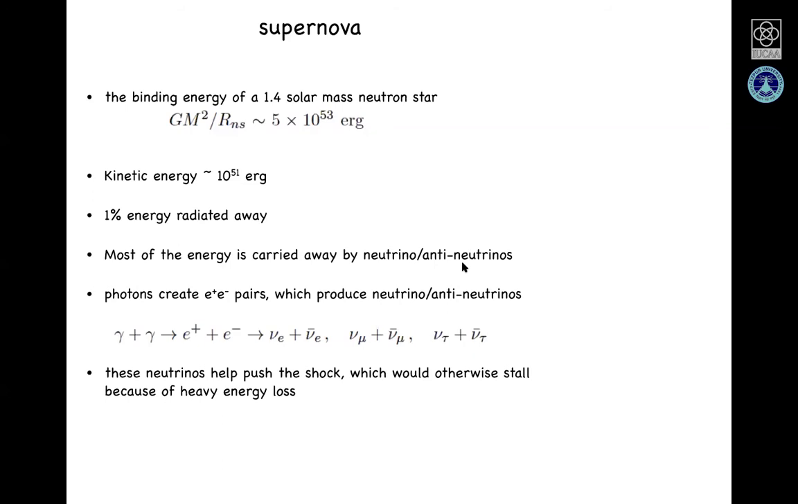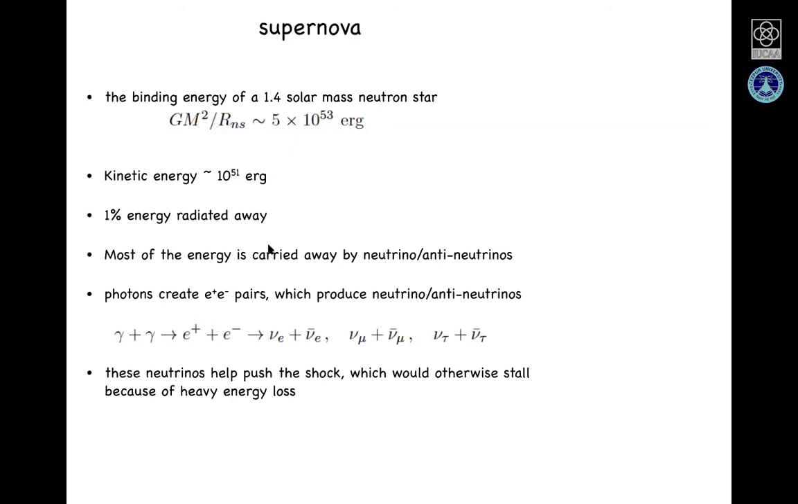Remember, the inverse beta decay is happening, and so a lot of neutrinos and antineutrinos are going to be produced, and also the photons are going to produce electron-positron pairs, which are going to produce again neutrinos and antineutrinos. So a huge amount of neutrinos and antineutrinos of 3 flavors are going to be produced. These neutrinos then help push the shock.